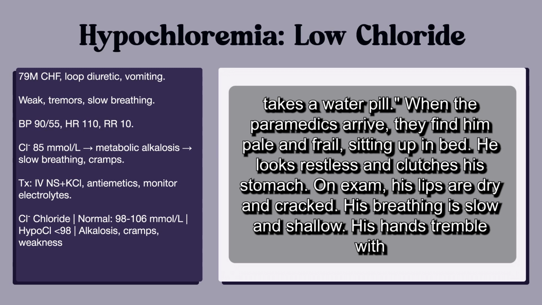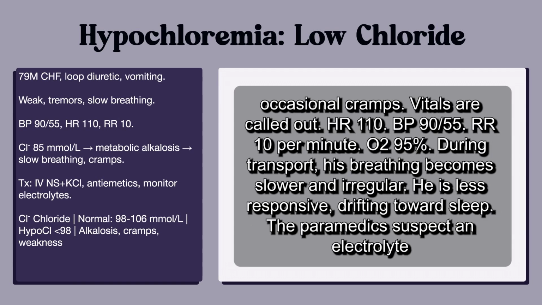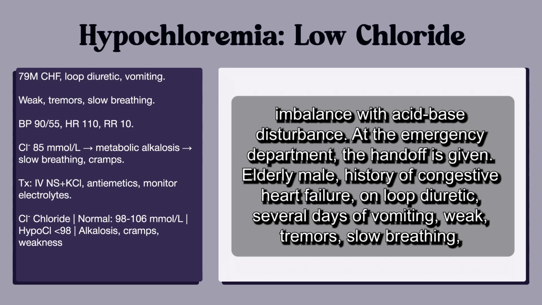On exam, his lips are dry and cracked. His breathing is slow and shallow. His hands tremble with occasional cramps. Vitals are called out. Heart rate 110. Blood pressure 90/55. Respirations 10 per minute. Oxygen saturation 95%. During transport, his breathing becomes slower and irregular. He is less responsive, drifting toward sleep. The paramedics suspect an electrolyte imbalance with acid-base disturbance.